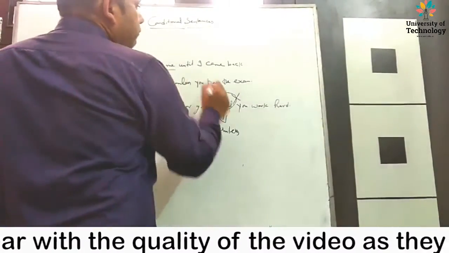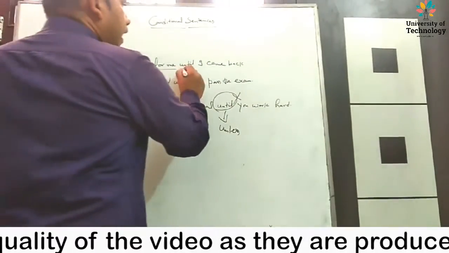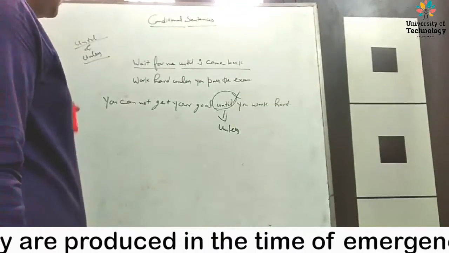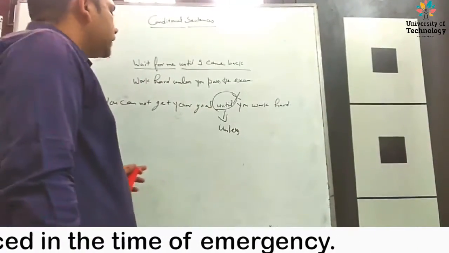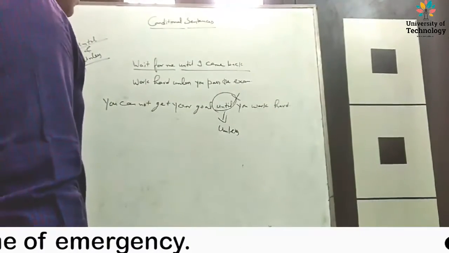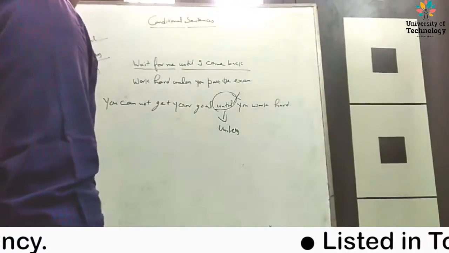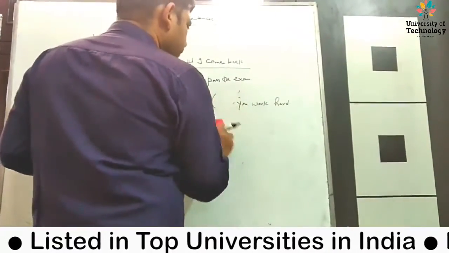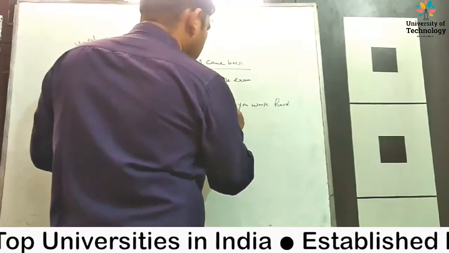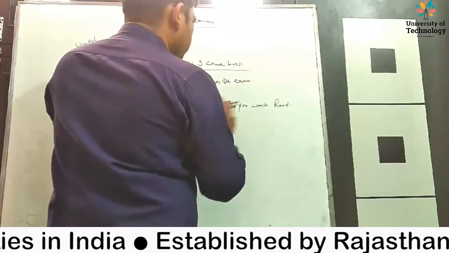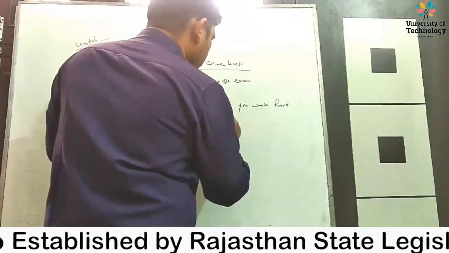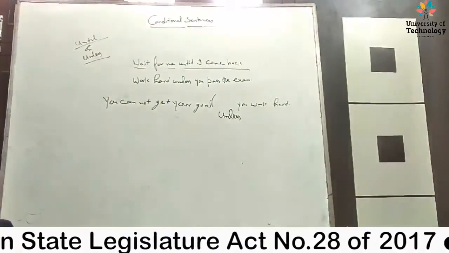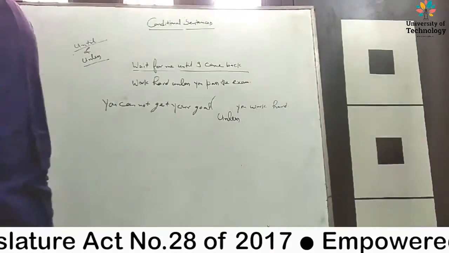आप मेरा इंतजार कीजिए जब तक मैं वापस नहीं आ जाता. So, until I come back. मेहनत कीजिए जब तक आप एग्जाम पास नहीं कर लेते. Work hard unless you pass the exam. You cannot get your goal until you work hard. Sorry, you cannot get your goal unless you work hard.